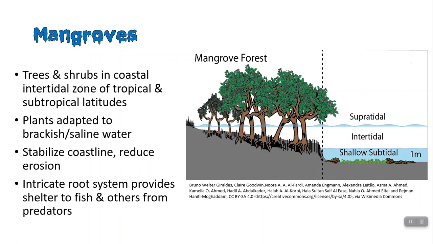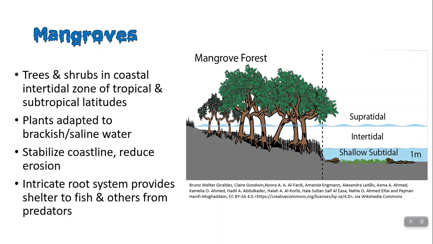A specific type of kind of marshland is a mangrove forest. These are trees that are very unique. They can grow in salty water. If you take any other tree and you try and grow it in salt water or water it with salt water, it will die. But these guys are adapted to live in salty water. So they live in brackish or saline water along the coast.